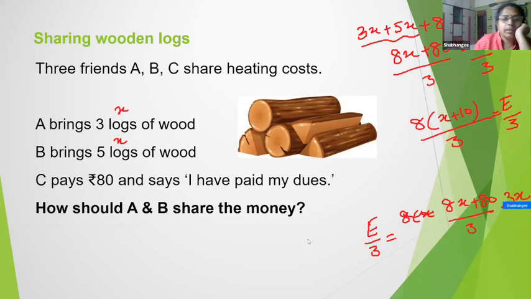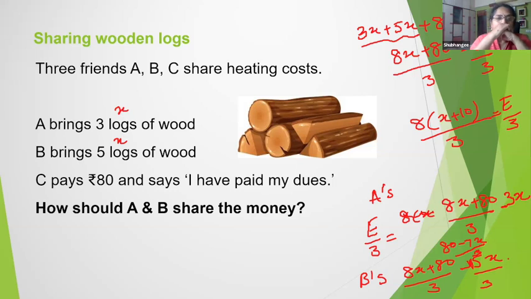This will be A's share, and B's share will be 8x plus 80 upon 3 minus 5x. Okay. But X is the cost of the log, and you don't know what the cost of the log is, no? Yes.